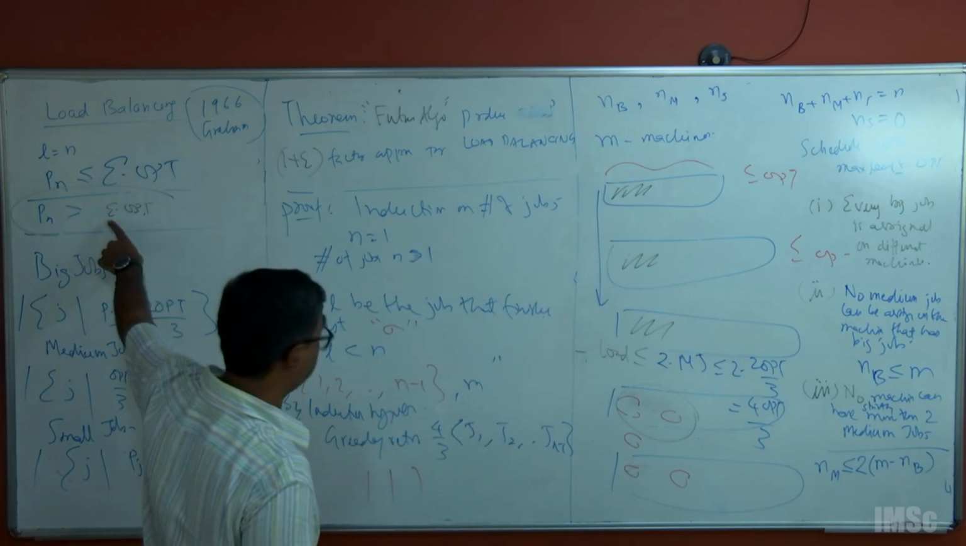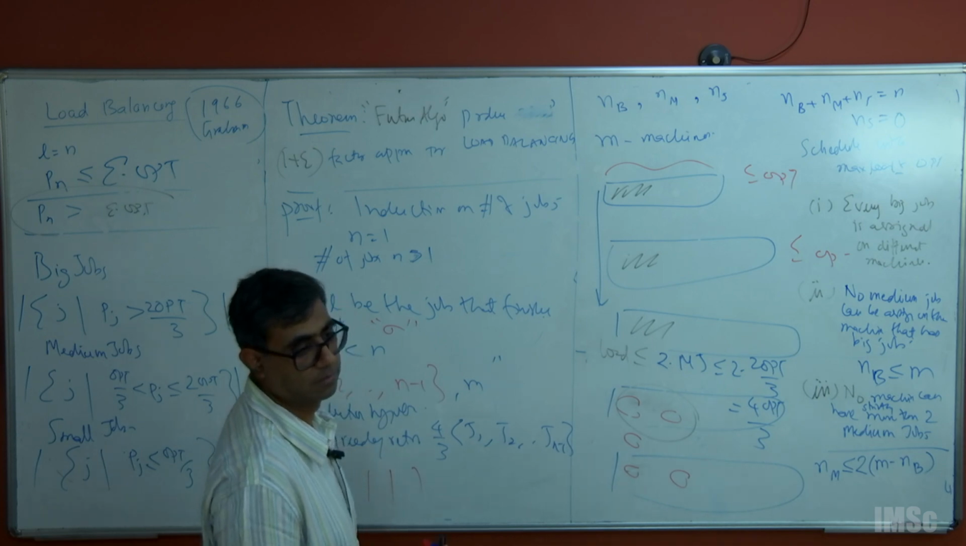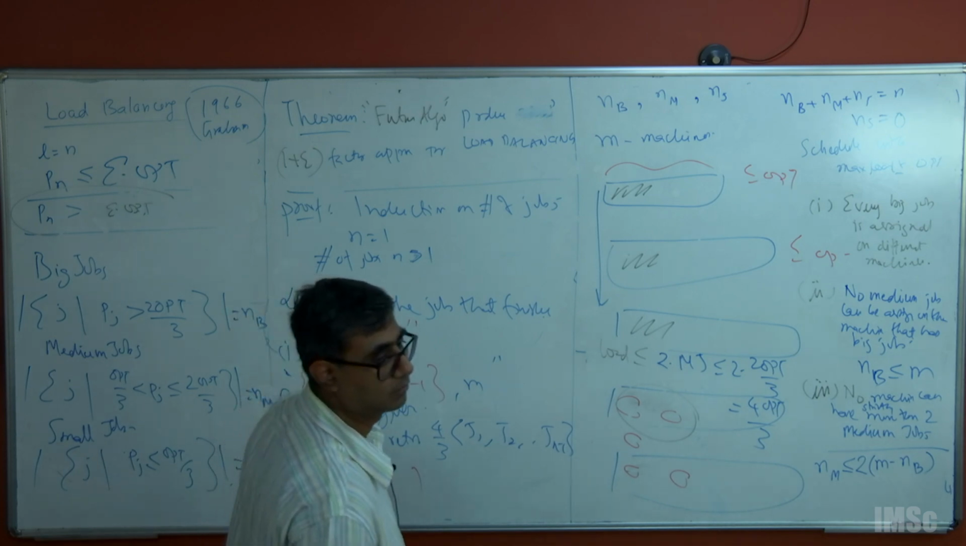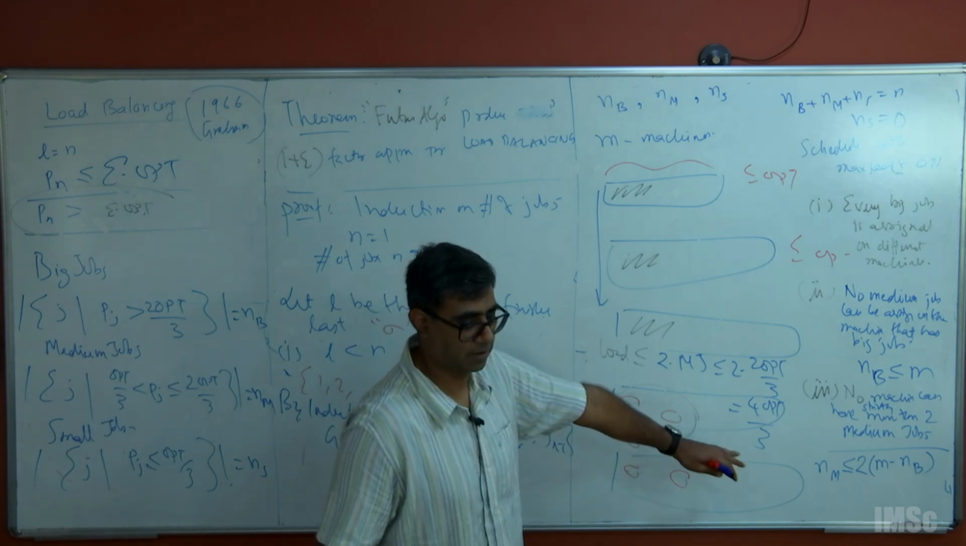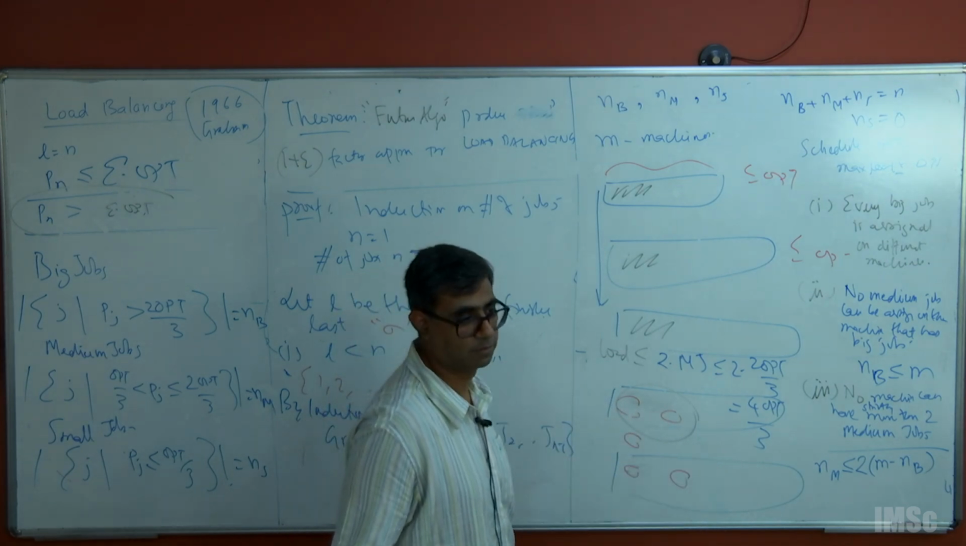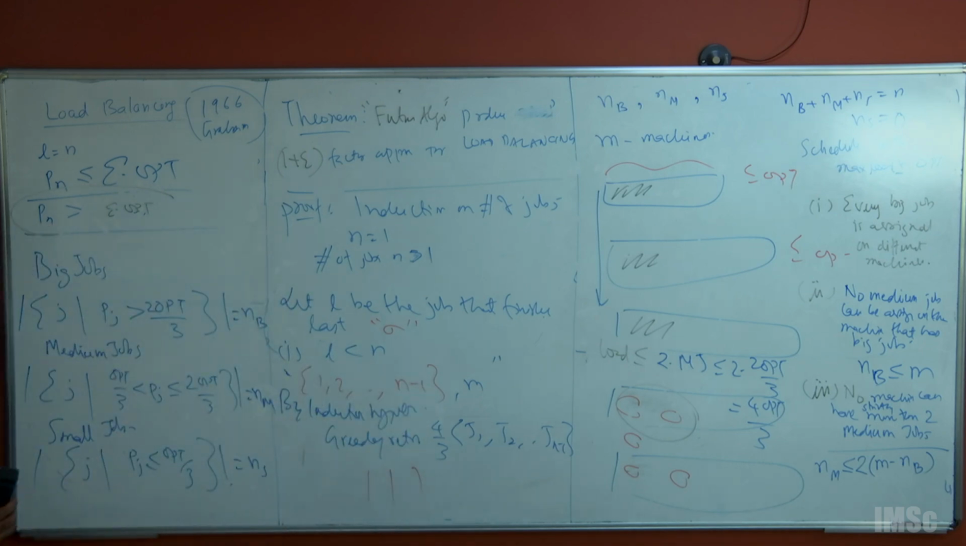For this case, when it was more than opt by 3, the greedy algorithm actually gives you optimum. Okay, I didn't prove that it is optimum. All I showed you is a 4 by 3 factor approximation, but actually it can give you optimum in that case. But for me, this is what I wanted to communicate.